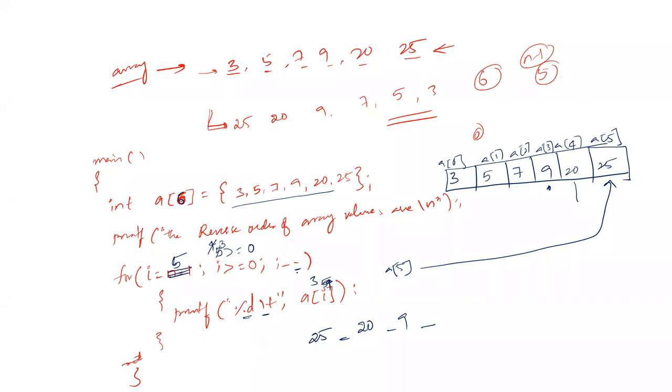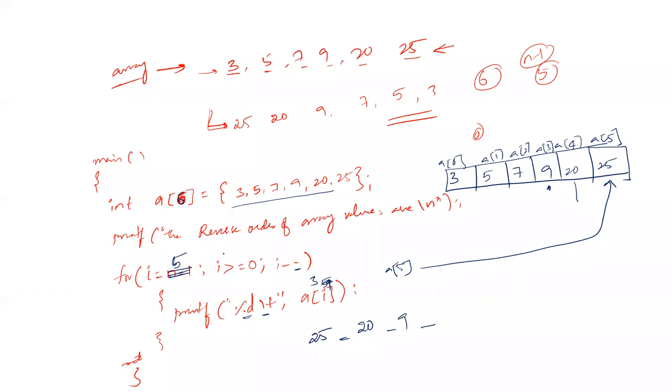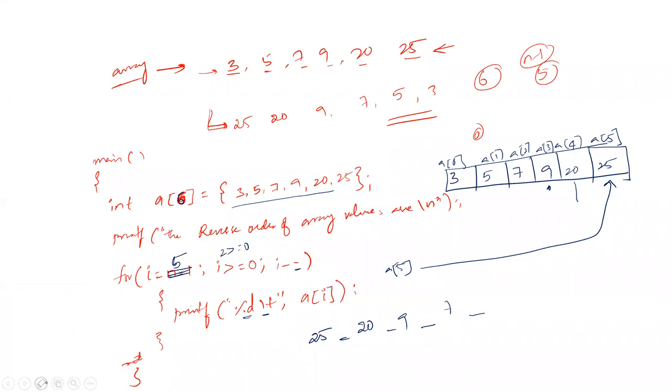After completing the statements, i minus minus, I'm going to decrease the i value. So now it becomes 2, greater than 0. Yes, it is true. And printf %d\t, I'm going to print a[2]. What is a[2]? 7 followed by space. Next, the i value becomes 1. So 1 greater than or equal to 0, yes, it is true. And after that, I'm going to print the %d. What is a[i]? What is a[1]? a[1] is 5. So I'm going to print 5 followed by a space.